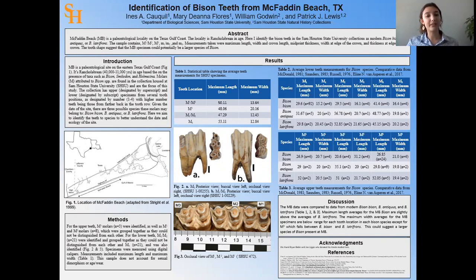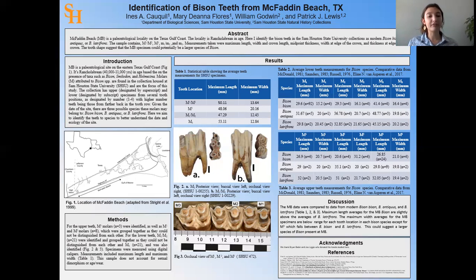If we look at figure 1, we can see that McFaddin Beach is located on the eastern side of Texas along the eastern coast, where the beach itself spans about 20 miles. Specimens found on McFaddin Beach belong to the Rancholabrean era, which is about 40,000 to 10 or 11,000 years ago. We know this is true due to specimens present on McFaddin Beach belonging to taxa such as bison, Smilodon, which is also known as the saber-toothed cat, and Homotherium, also known as the giant ground sloth.